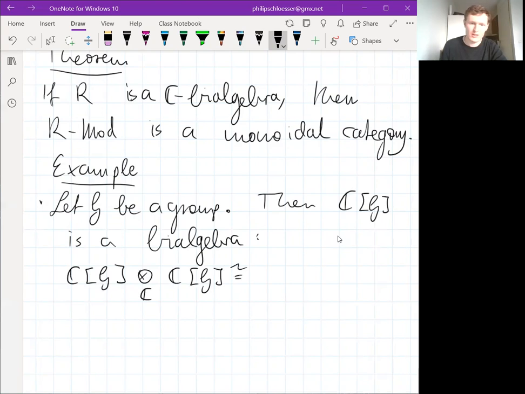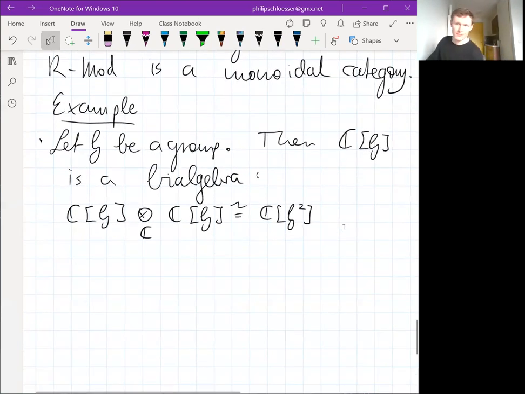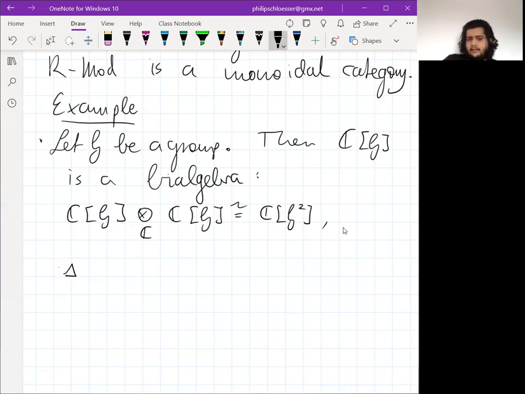then this is essentially just the group algebra of G squared, just by basic properties of, I guess, polynomial rings, which makes our definitions a bit easier. What is G squared exactly? The Cartesian product of G with itself. Okay.